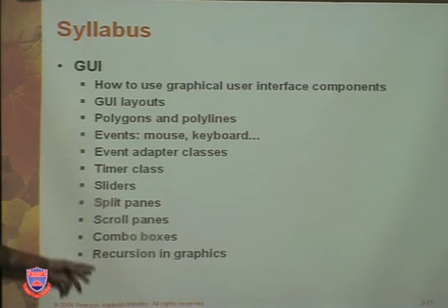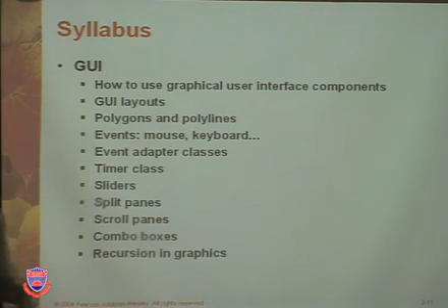So combo boxes, and also recursion in graphics. For example, in one of the examples we are going to use recursion to create a snowflake. If you consider a snow shape, right? If you go into low details, you can achieve that by calling the recursive method and implementing it. So we will see how we are going to use recursion in the graphical user interface components.